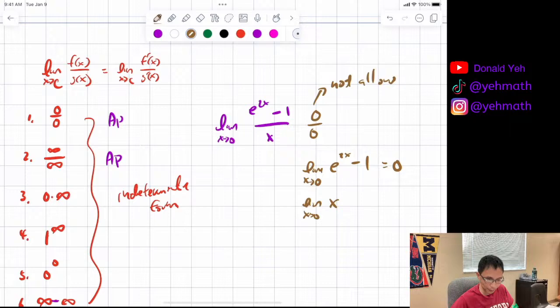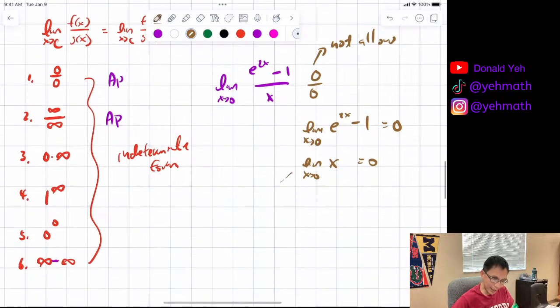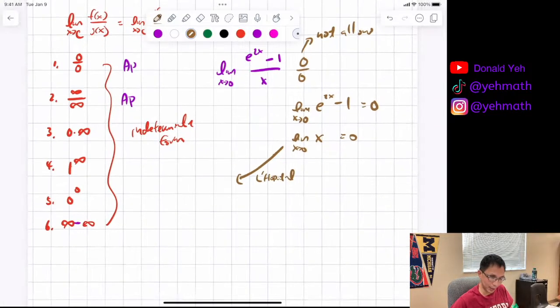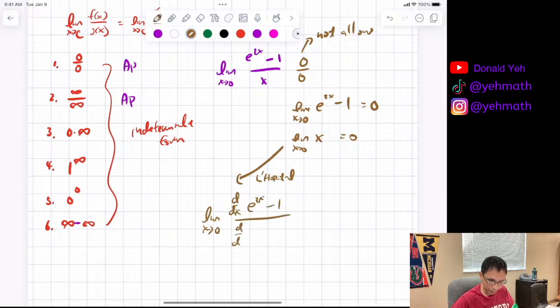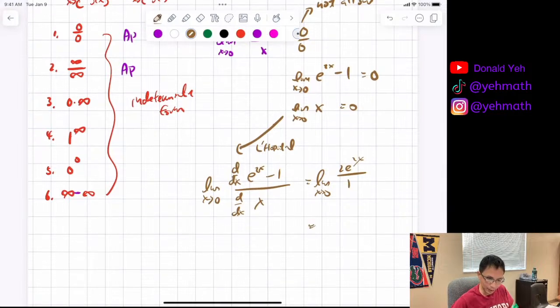The limit as x approaches 0 of x is equal to 0. Then you can say L'Hôpital. At least this is what they want on the AP exam. So that is going to be L'Hôpital's rule, and you have to write it out like this. I'm just going to show you how they want you to write it out. So it'd be the limit as x approaches 0 of 2e to the 2x over 1. Now, if I plug in 0, it's going to be 2e to the 0 over 1. So the answer is equal to 2.